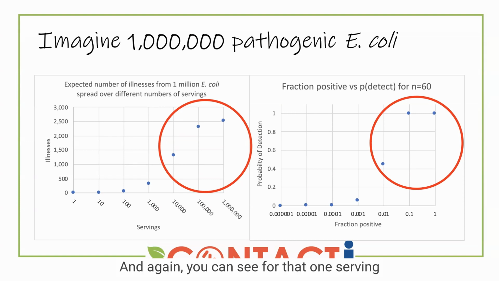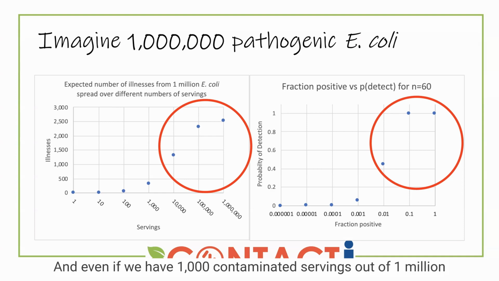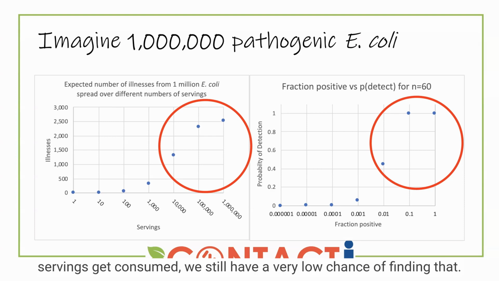And again, for that one serving that's contaminated with 1 million pathogenic E. coli, we're just hardly ever going to find that. Even 10 contaminated servings, we're not going to find. 100 contaminated servings, very rare. And even if we have 1,000 contaminated servings out of 1 million servings, where we're going to still make 400 people sick if those servings get consumed, we still have a very low chance of finding that.